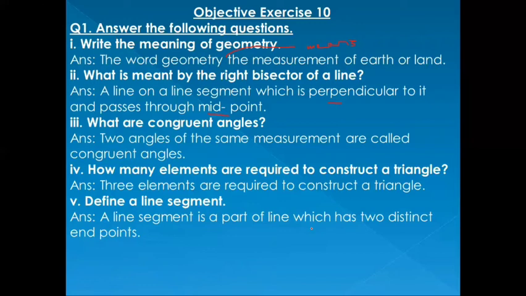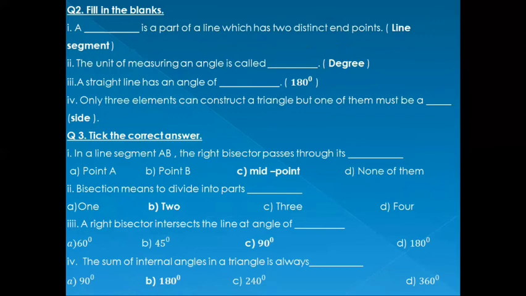So dear students, we are going to start the question number 2. In question number 2, we have the fill in the blanks. I have written answers opposite of each question in parentheses or brackets. A dash is a part of a line which has two distinct endpoints. The answer is line segment.